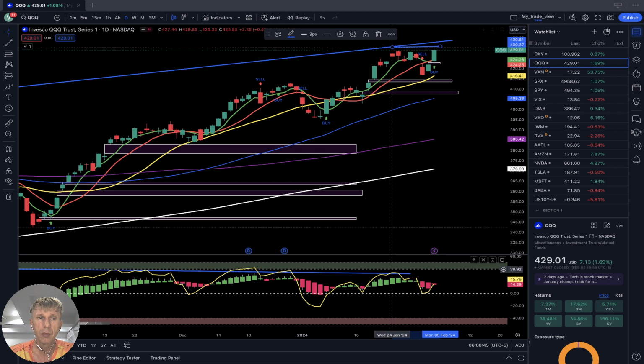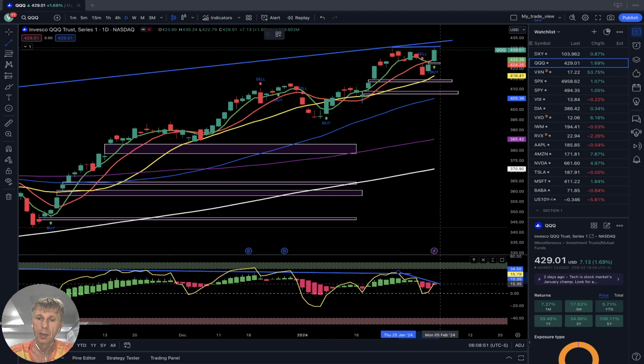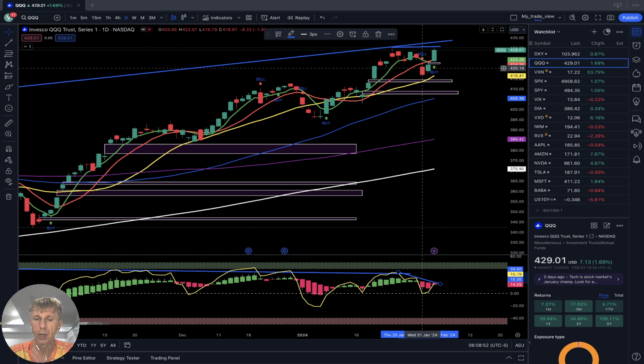At the same time, it created another bearish divergence. That's why I consider it a bull trap, because of the bearish divergence condition. And it created another gap. Now it has 7 gaps below. All gaps will be closed someday.